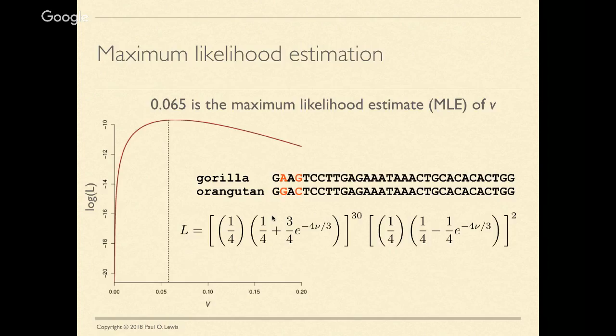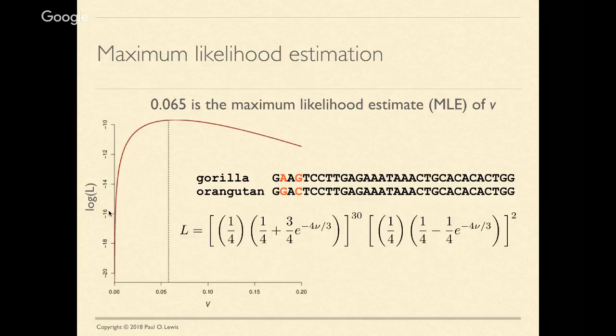We can easily calculate the likelihood for more data because each site can be classified as either a difference or a similarity. All sites that have different states at the end of the edge can use this formula over here. There are 2 of those shown in red here. And all sites with the same state at both ends of the branch can use the other formula, this one here. There are 30 of those, 32 total sites.